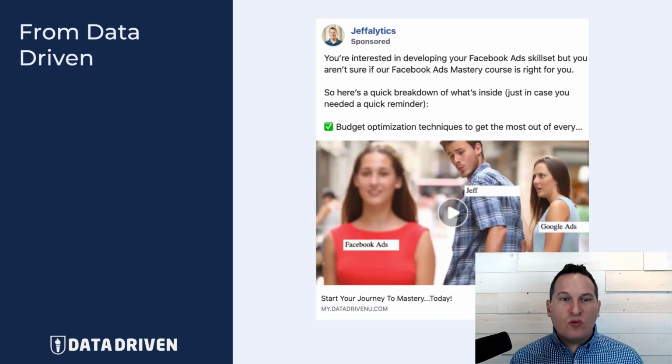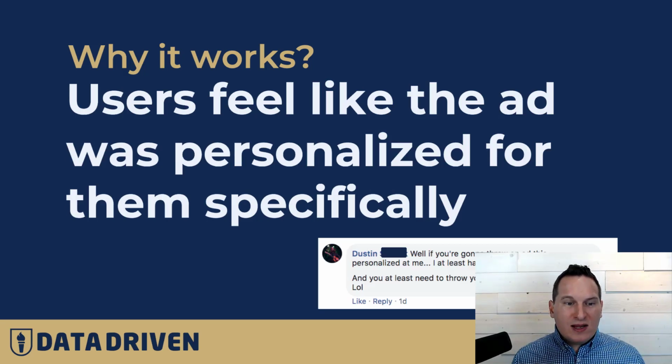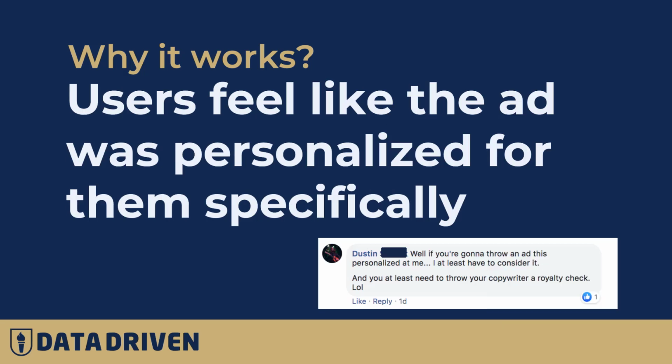And as you can see here, we already know that they're interested in Facebook ads because they went to the sales page and they're interested in the course itself. And so we acknowledge that in the ad itself. We acknowledge their interest, we reference something familiar, and this is an ad that works. You can see right here, somebody said, well, if you're going to throw this ad personalized at me, I have to at least consider it. And you want to throw your copywriter a royalty check because it worked on me.